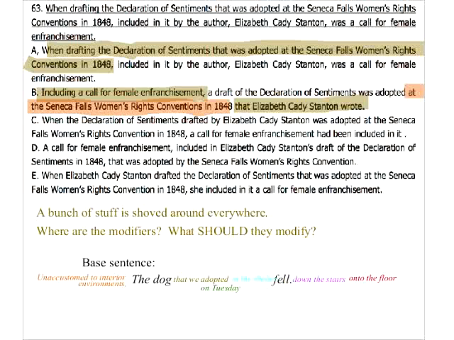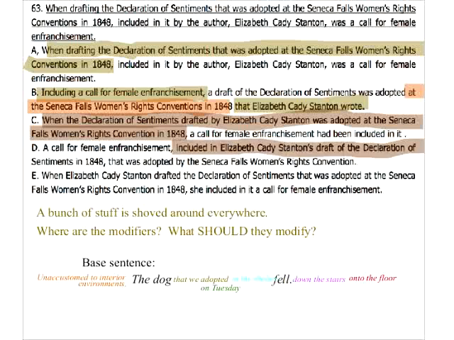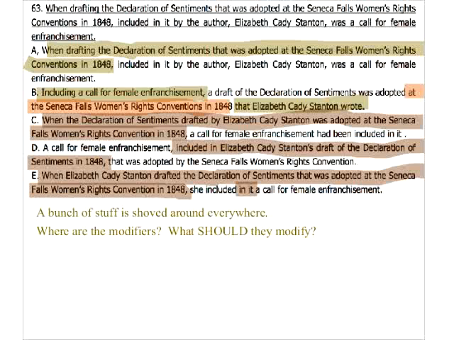This whole thing is a modifier, including other modifiers inside it. This is a modifier, and this is a modifier, and so is this. Okay, whoa, that's a lot of modifiers. But what we can do here is just look at if there's anything that's clearly attached to something that it shouldn't be attached to, then we can destroy it.